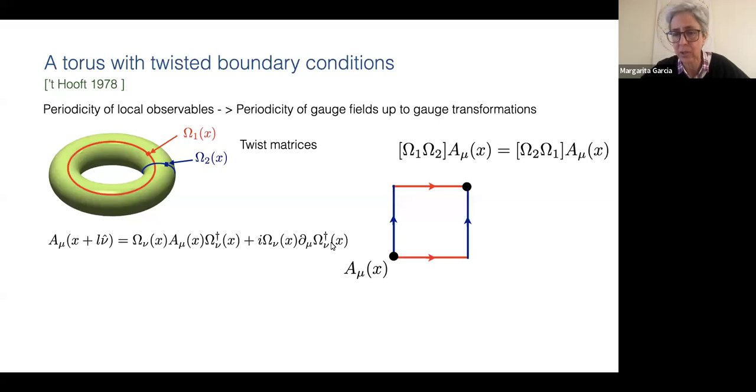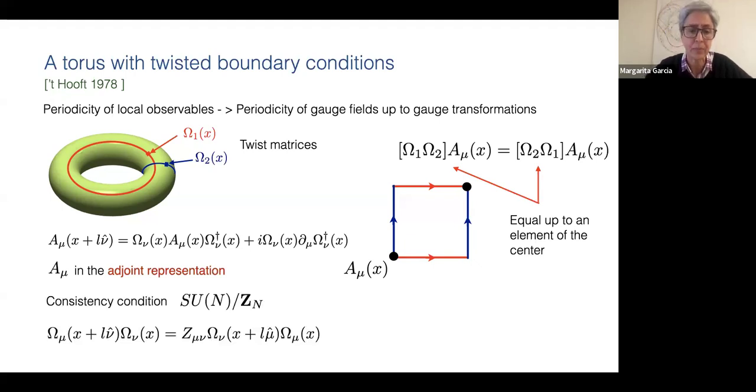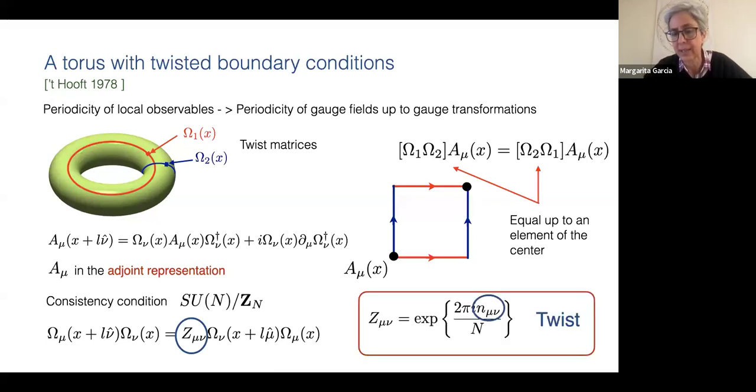There is a consistency condition that has to be satisfied. For instance, you have the torus here, it's a two-dimensional torus, and you move the gauge field along this direction or along this direction, you have to obtain the same result. But since the gauge field is in the adjoint representation, it is blind to the center, so these two matrices only have to be equal up to an element of the center of the gauge group. This consistency condition reflects the fact that the gauge fields are living in SU(N) mod Z_N, and then this is the consistency condition between going this way or going this way up to an element of the center of the gauge group that is parameterized in this way, and this tensor is an antisymmetric tensor of integers.